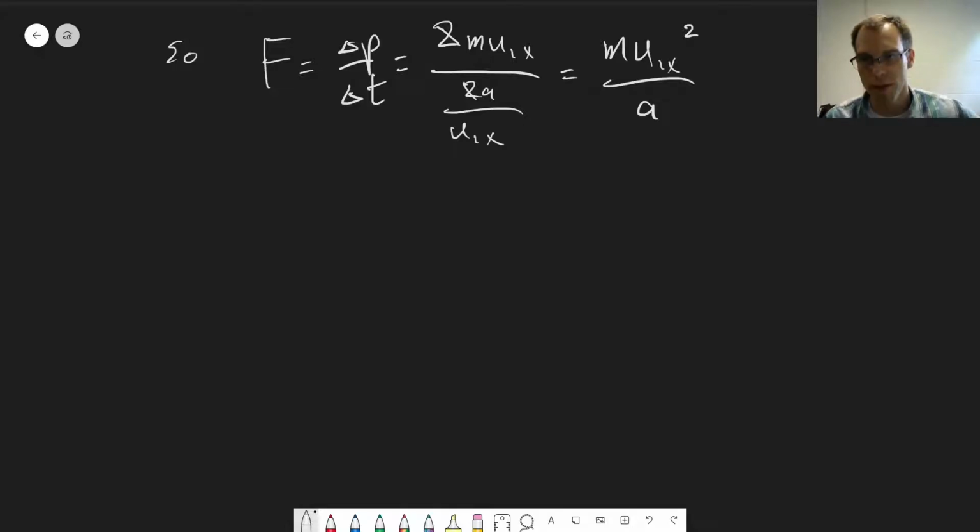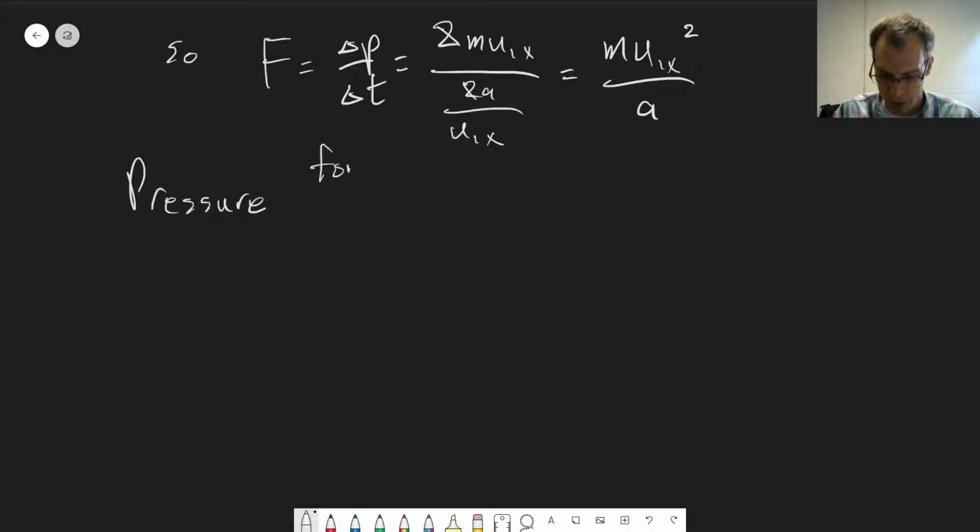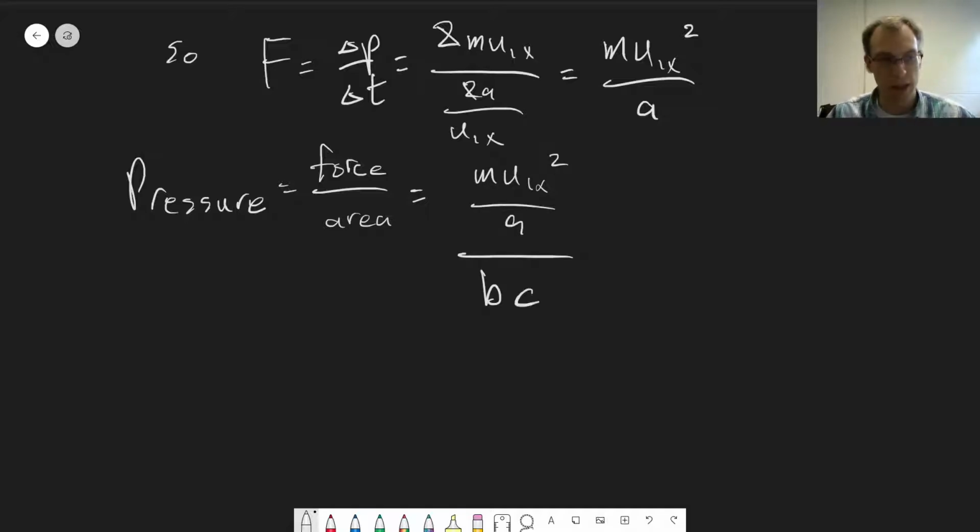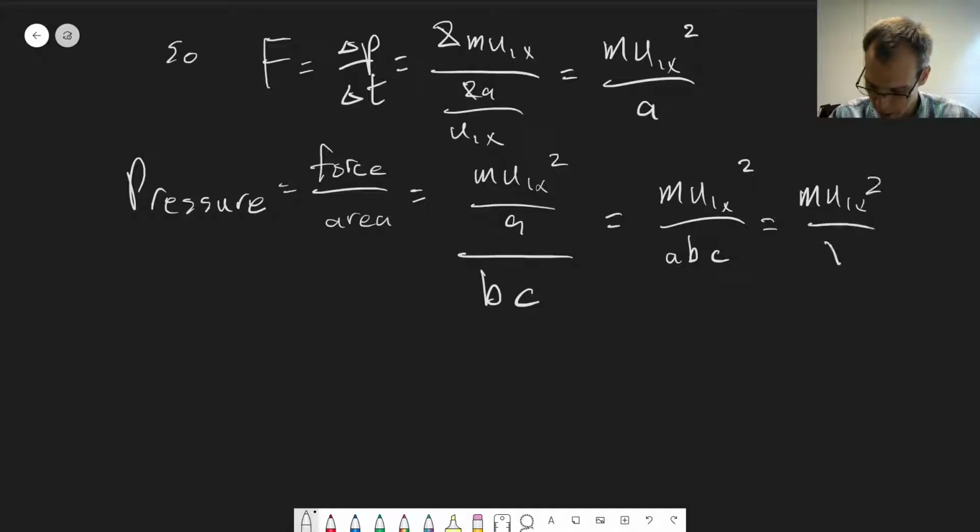Okay, we've derived the force for one particle hitting the right side of the wall. And so if we want the pressure, again, that's the force over an area. Force is m u1x squared over a. And our area is b times c, right? So it's the other two distances. We defined that in the last video. Or we can write this as m u1x squared over a b c. But if we take a times b times c, that's just equal to the volume. So we'll have m u1x squared over V.